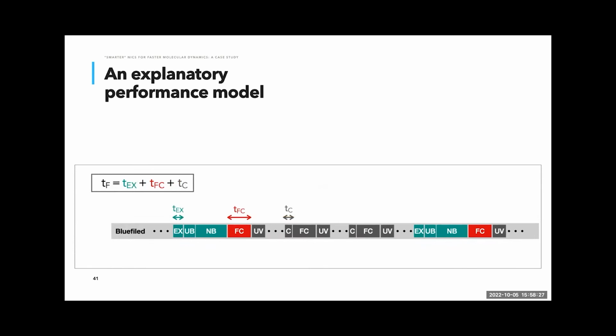Also, we run unmodified MiniMD in BlueField-only setting and measure the time spent on the routines shown in this slide. T sub ex is the time required to move particles to their new processes. T sub fc is the force computation time. And T sub c is the time required to communicate the position of particles in the ghost zones by neighboring processes.